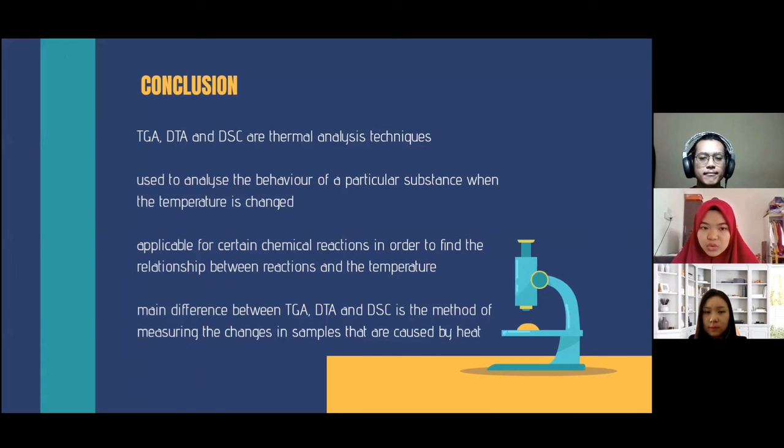Okay, as a conclusion, TGA, DTA, and DSC are thermal analysis techniques which can be used to analyze the behavior of a particular substance when the temperature is changed. And last but not least, they are applicable for certain chemical reactions in order to find the relationship between the reactions and the temperature.